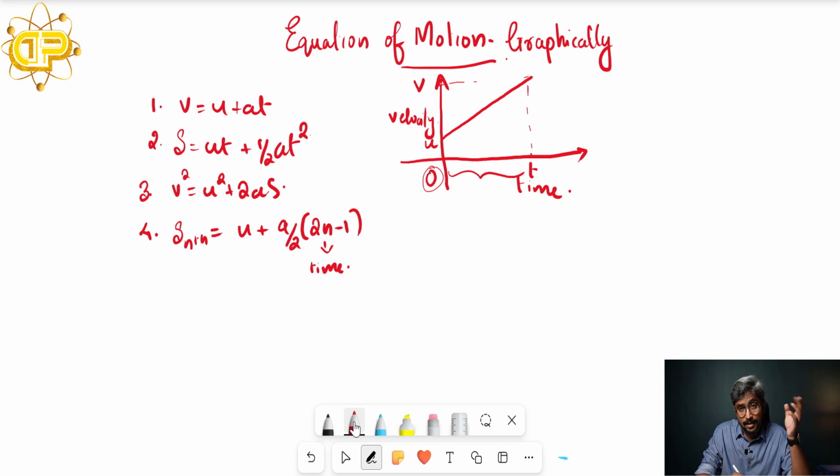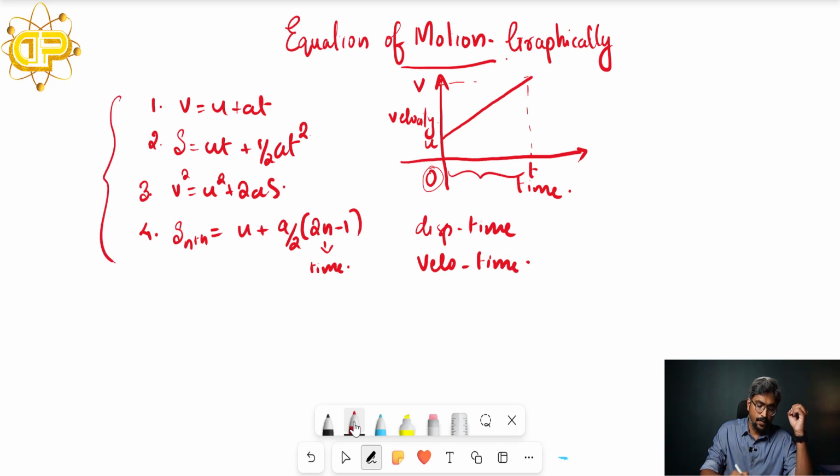In class 9 and class 11 standard, we had studied two types of graphs, that is the displacement time graph, and the second is the velocity time graph. So in this session, we are taking the velocity time graph to derive these equations. So let us study it more clearly.